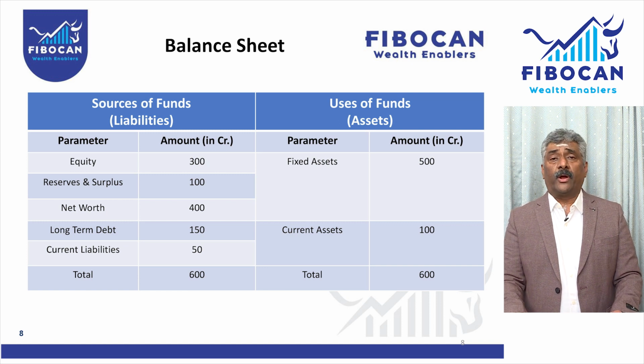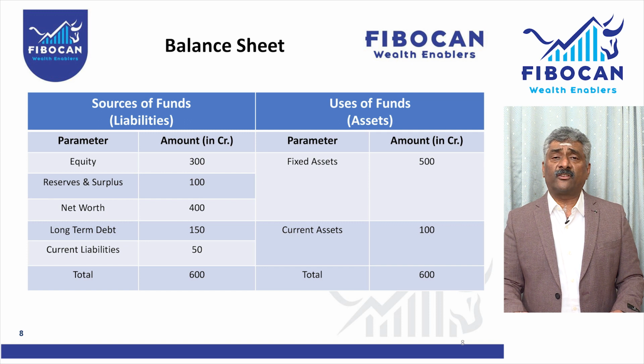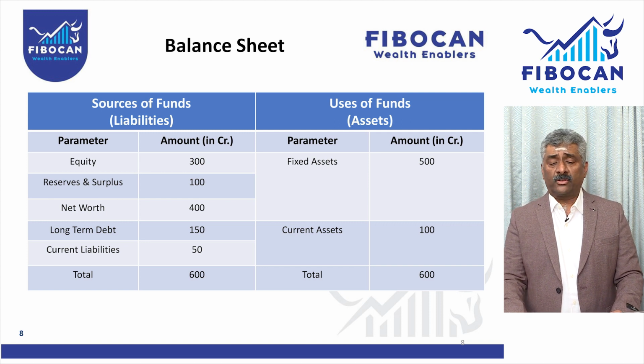Then long term debt, you add 150 crores in this example. Current liabilities, we have 50 crores in this example. On the asset side, uses of funds, fixed assets 500 crores, current assets 100 crores. So the total is a balancing 600 crores. So uses of funds and sources of funds balance.